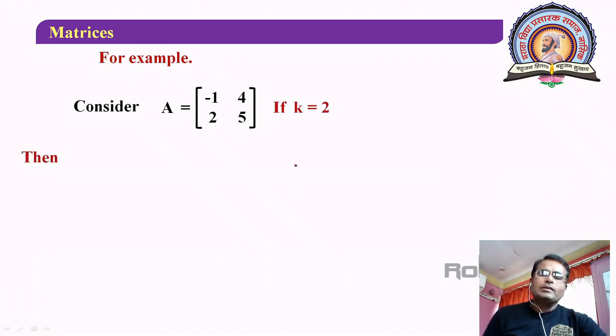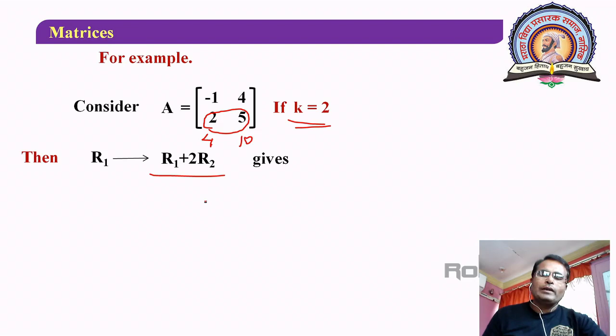Then we consider k equal to 2 as a multiple, and the transformation R1 is taken to R1 plus 2 R2. You have to consider this R2, and it is multiplied by 2. So what will we get here? Here you will get 4 and here you will get 10 as a temporary change, that we have to add to the first row. So, see how that gives.